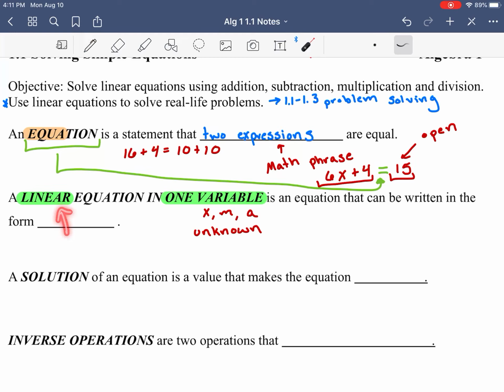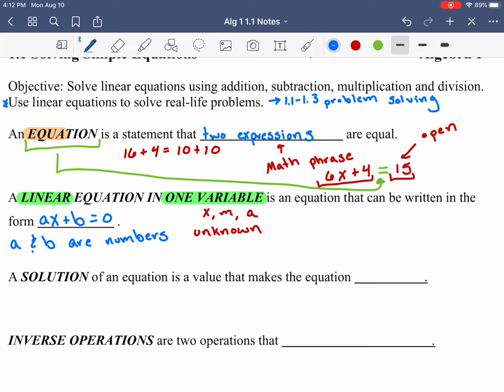But an equation is linear if it can be written in the form ax plus b equals 0, where A and B are numbers. Let's change that and just say A and B are numbers. Okay. So A and B are our numbers. Our x in this case is our variable.